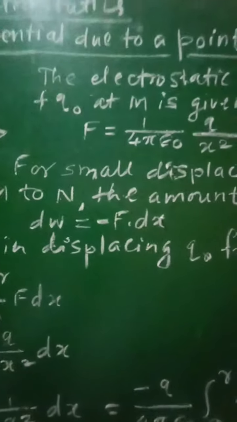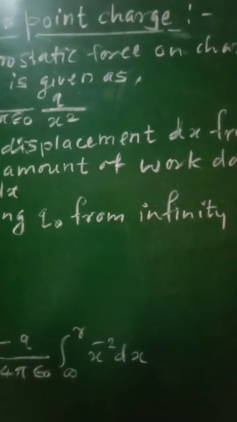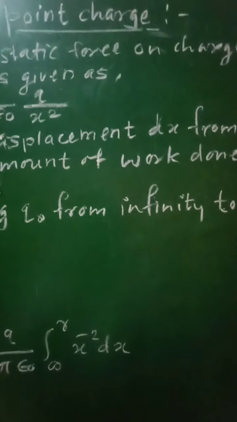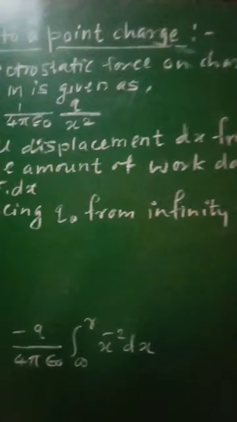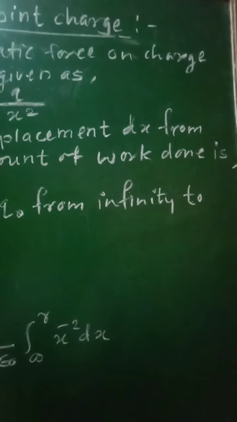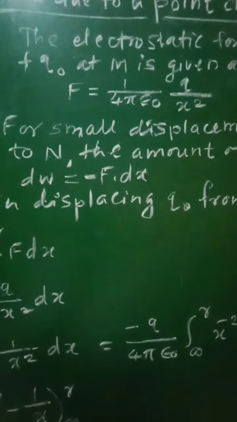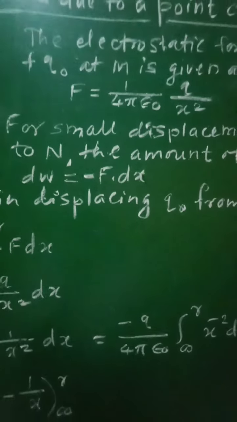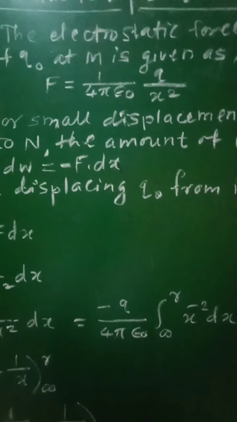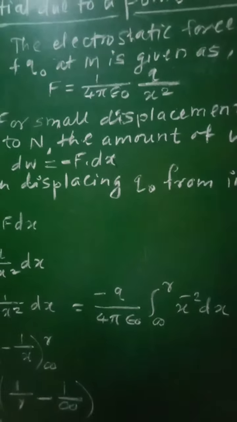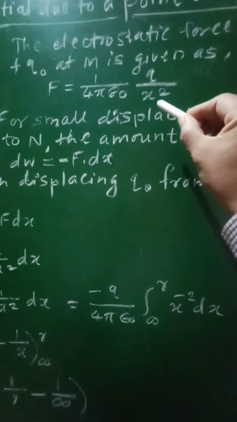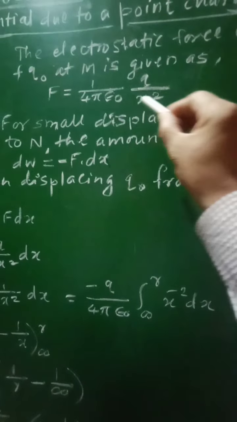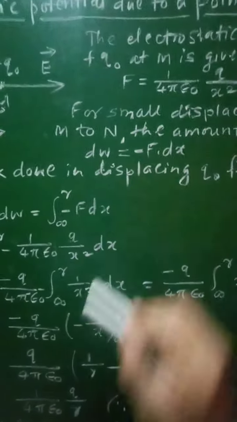Now the electrostatic force between the two charges +Q and +Q0, that is the electrostatic force acting on the charge Q0 due to charge Q at M, is given as F equal to 1 upon 4 pi epsilon 0 into Q by x square, and this relation is according to Coulomb's law.